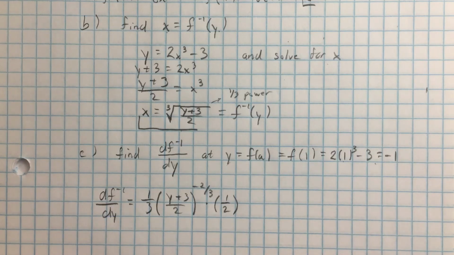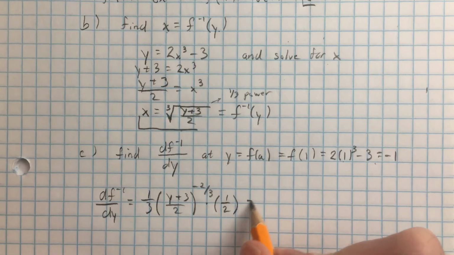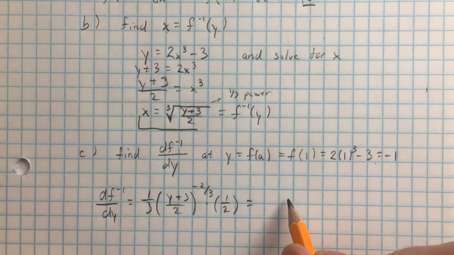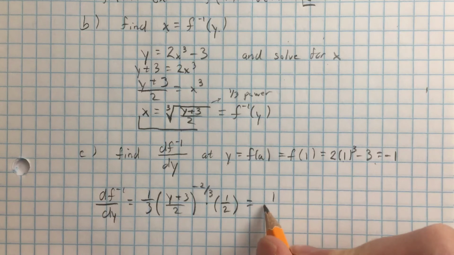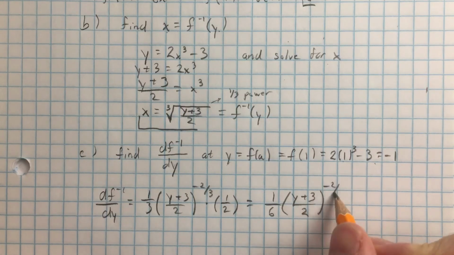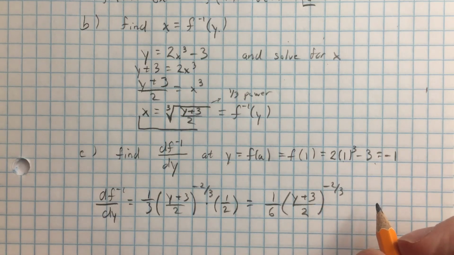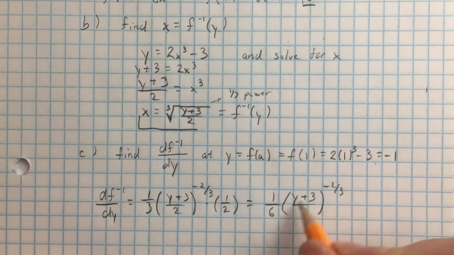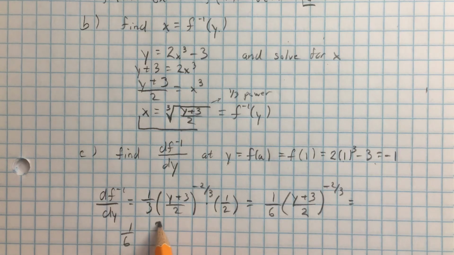All right, so clean this up just a little bit. We should have 1/6 times y plus 3 on 2 to the negative 2/3. And now we will use this negative and take the reciprocal of what we have in here. So we'll end up with 1/6 times 2 over y plus 3, to the 2/3.